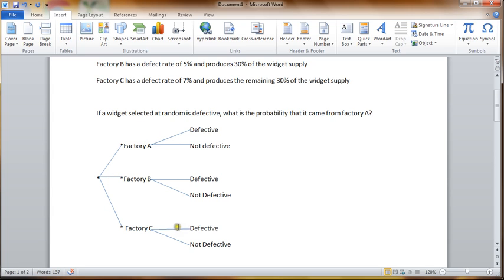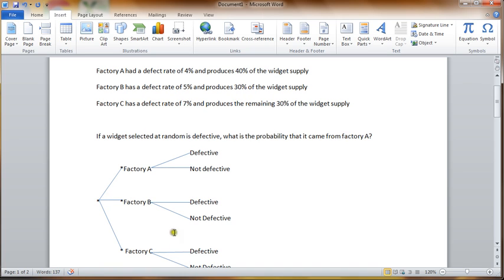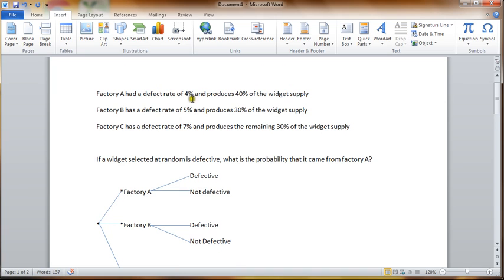Now these second level of branches represent the conditional probabilities. So given the fact that I know that I'm at factory A, then I know what the defective rate is, and that's this 4%. So conditioned on the fact that you're at factory A, the probability that you produce a defective widget is 0.04 or 4%, and therefore the probability of it becoming not defective would be 96% or 0.96. So you could fill out all of the branches of this tree diagram and assign them the corresponding probabilities just from the numbers that are given up in the stem of the problem.